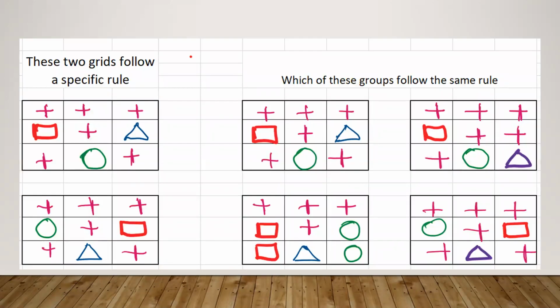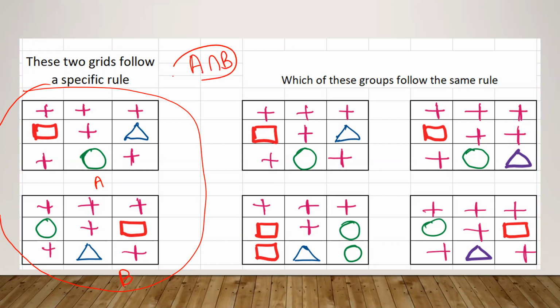You can see these questions are very easy. Here you can see two grids. This is the problem statement. This is a grid which is given to you, and you need to understand the pattern which is common in both the grids. Suppose this is A and this is B. You need to find A intersection B, the pattern which is common in both the grids.